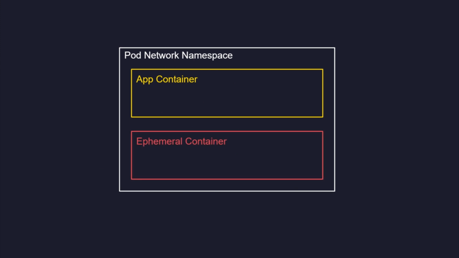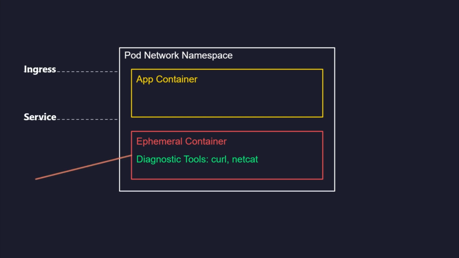Use kubectl debug to launch an ephemeral container inside the pod network namespace. This allows you to run diagnostic tools like curl or netcat directly from the target environment, bypassing the ingress and service layers to test the application binding and responsiveness directly.